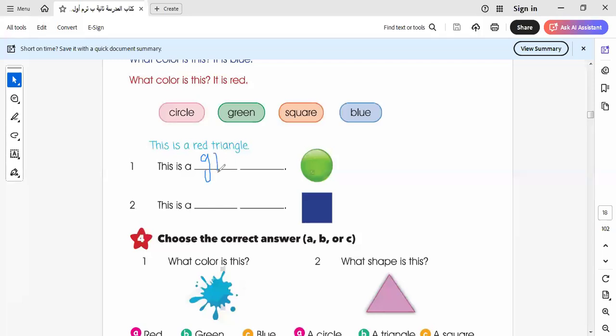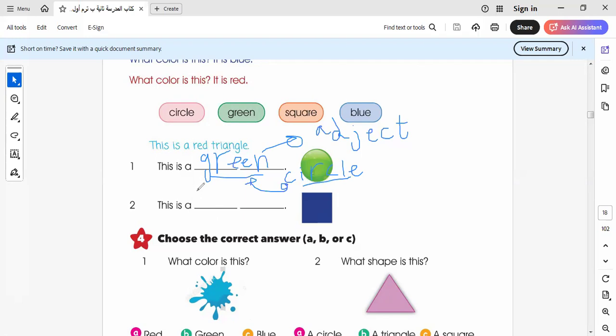I would like to say that colors are treated as what in grade 2? You can guess with me. Colors are treated as adjectives. So when we talk about adjectives, the color must come before the noun. Here we say green circle. Here the color is green and the noun is circle. The color is an adjective that modifies the noun, which is circle.